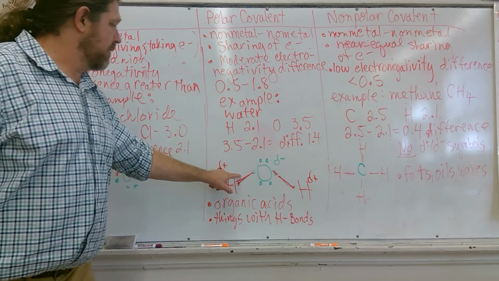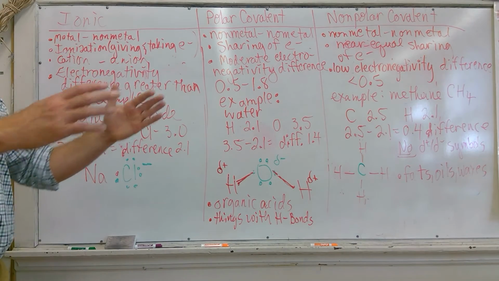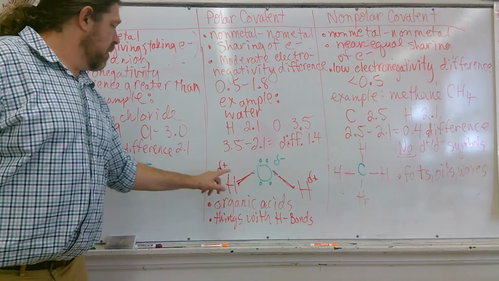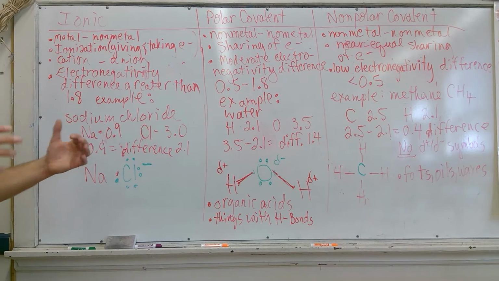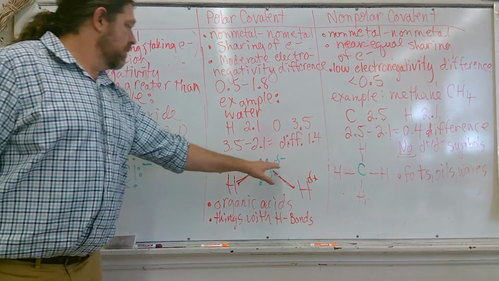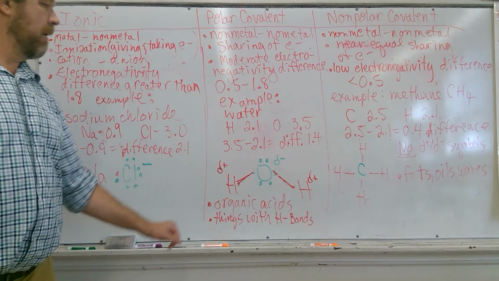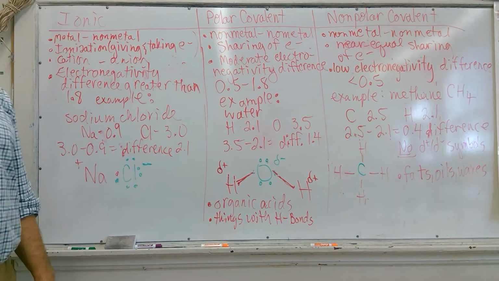But even though we do have a sharing, and we denote those with these bond lines, we still put these dipole symbols to indicate that there is sort of a partial imbalance between a more negative atom and a more positive atom, using water as an example.